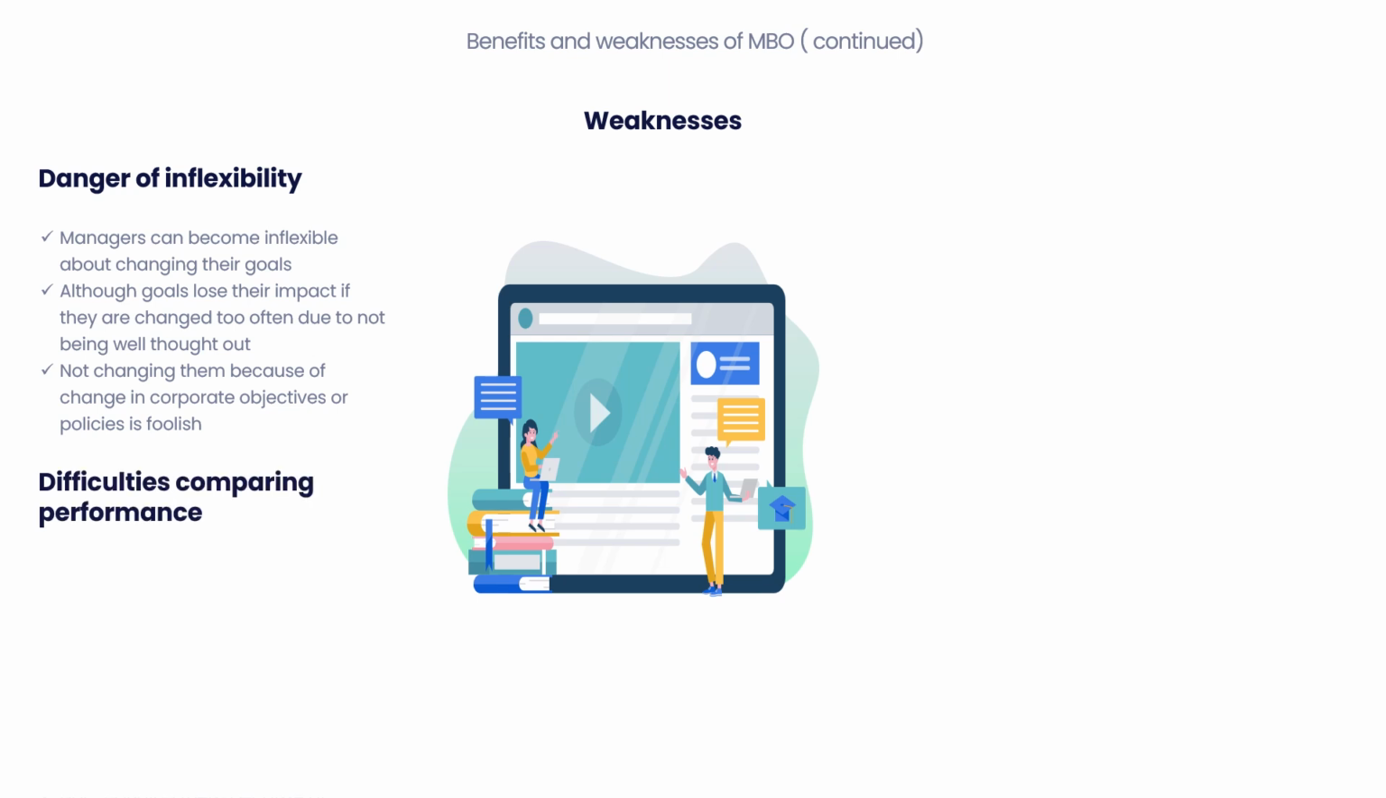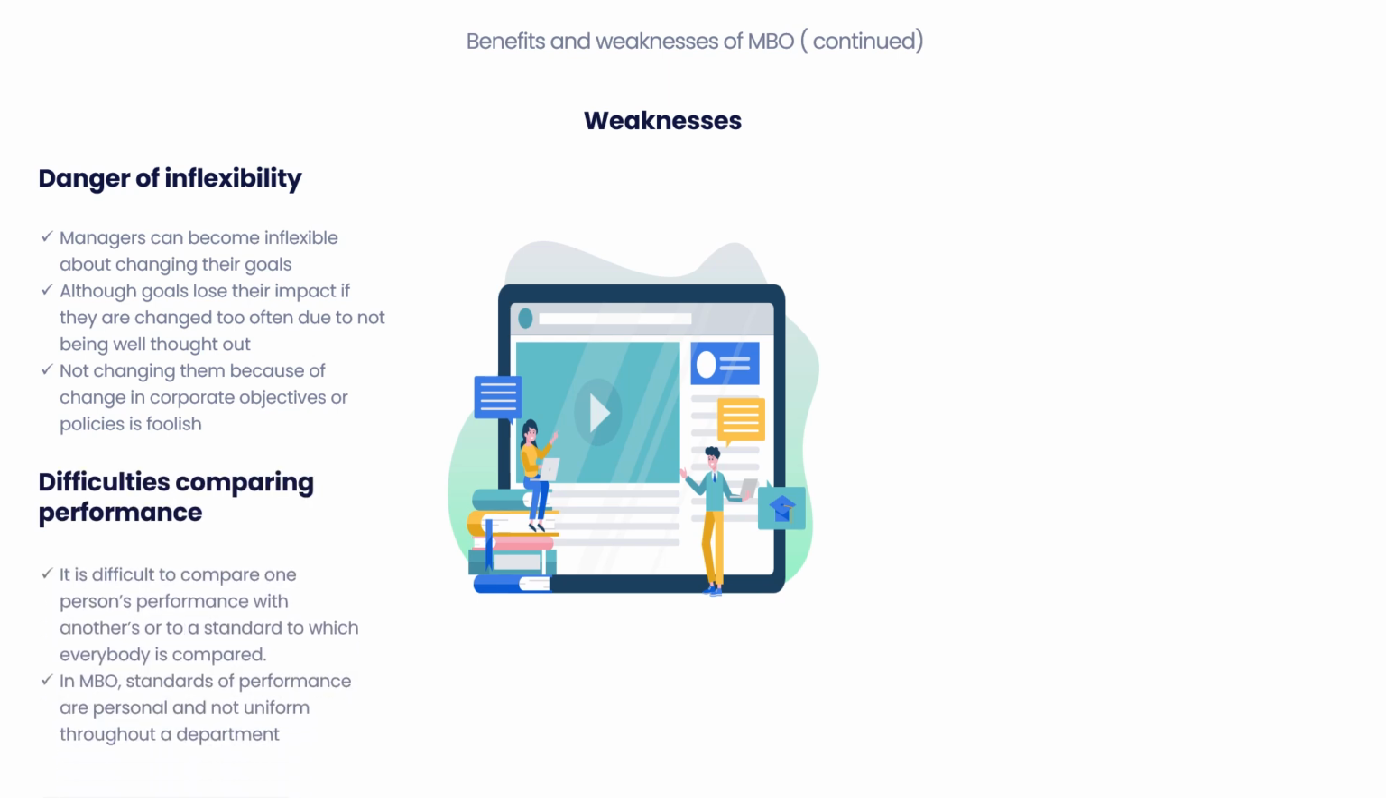Difficulties comparing performance. It's difficult to compare one person's performance with another's, or to a standard to which everybody is compared. This is the work of the manager, because we are dealing individually, so each and every person has got their own objective to accomplish. So it is difficult for the manager to compare, to evaluate, to appraise what people are doing. In MBO, standards of performance are personal and not uniform throughout a department.